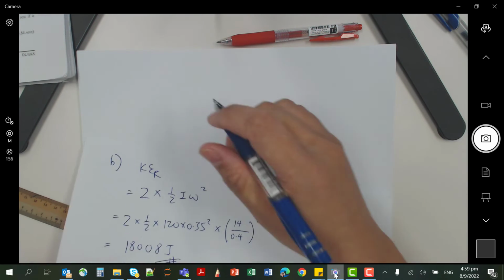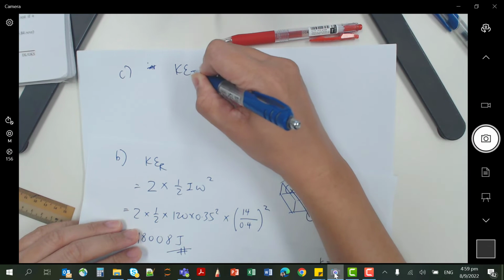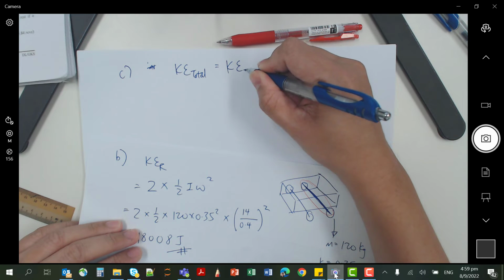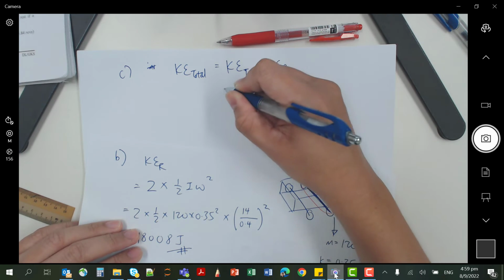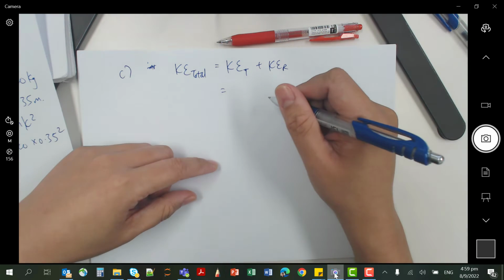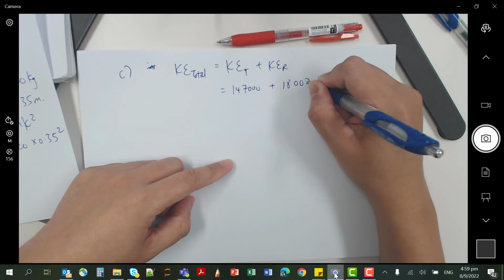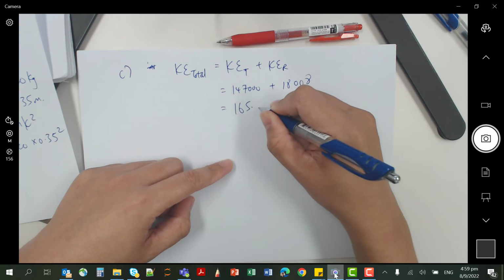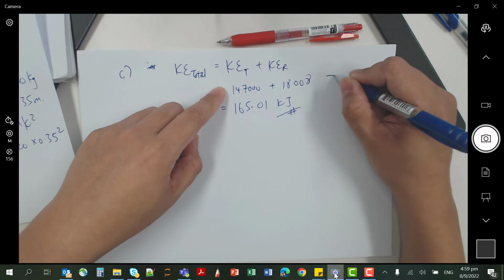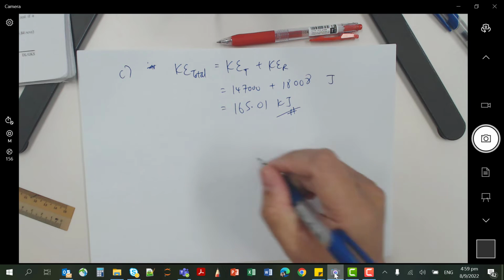So total kinetic energy, part C. KE total is quite straightforward. It's just KE translation plus KE rotation, which is your 147,000 plus 18008, which is 165.01 kilojoules. The first two terms are in joules, then here you can find it in kilojoules. Okay, part D.